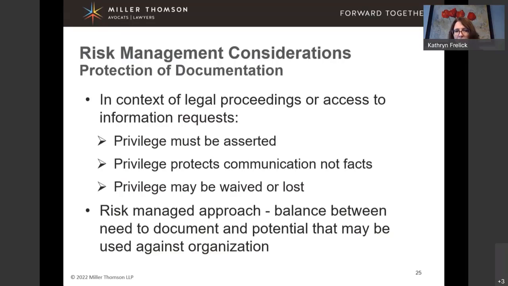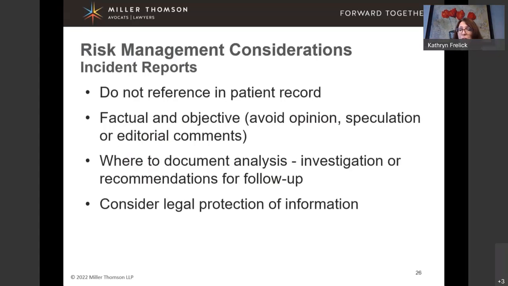So this is all about taking a risk managed approach to ensure that the need to document is balanced against the potential that the information may be used in litigation. So some suggestions around incident reports. First of all, don't reference that an incident report has been completed in the patient record.